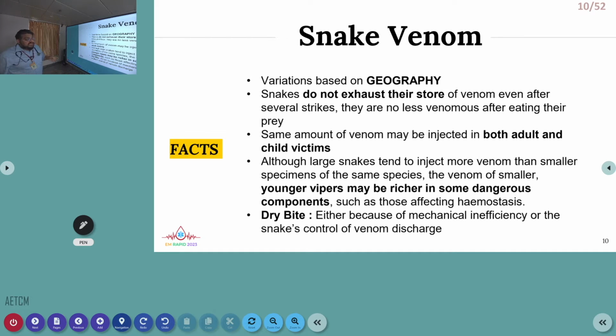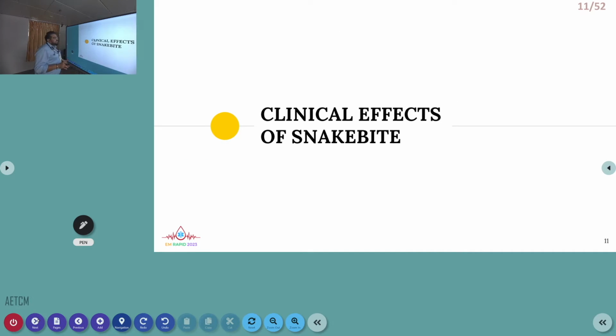Although large snakes tend to inject more venom than smaller specimens of the same species, younger vipers may be richer in some dangerous components. So that might be more than enough to cause death. And there is also a concept called dry bite, either because of mechanical insufficiency or the snake's control of venom discharge. Every bite need not have venom injected into the patient. Around 30% of bites can be dry bites. That is the statistical significance of that.